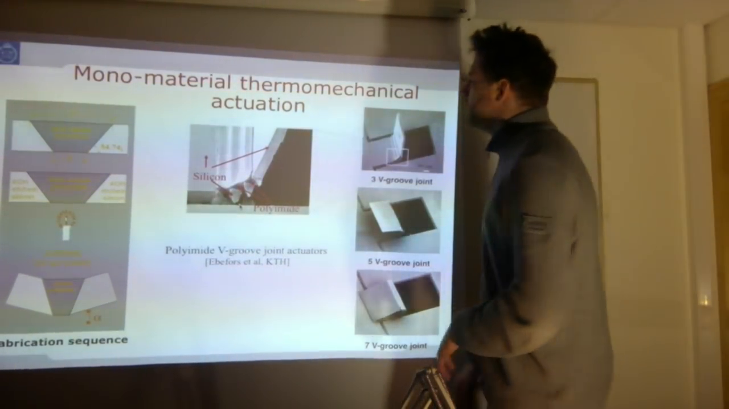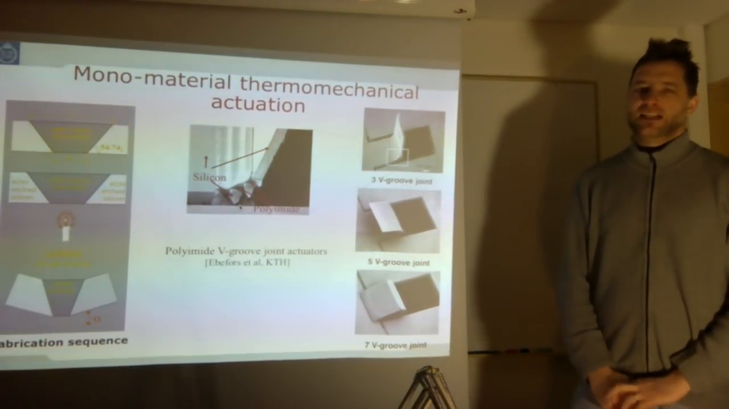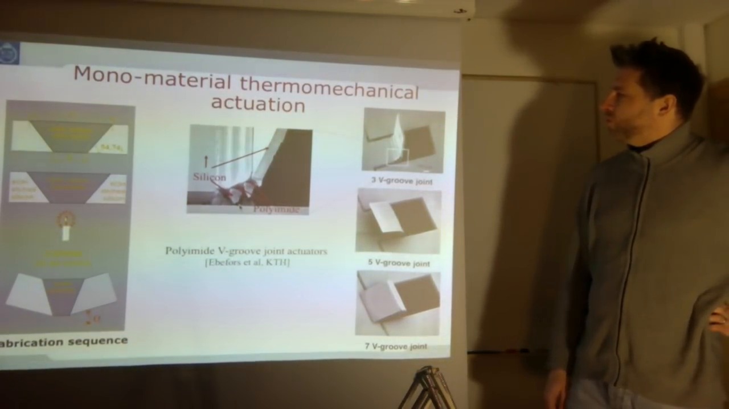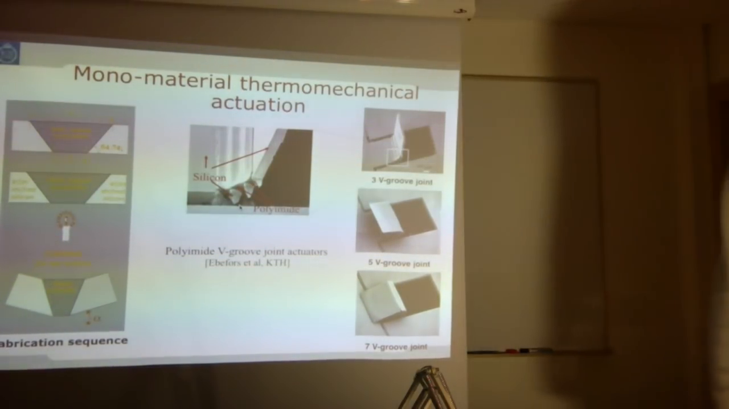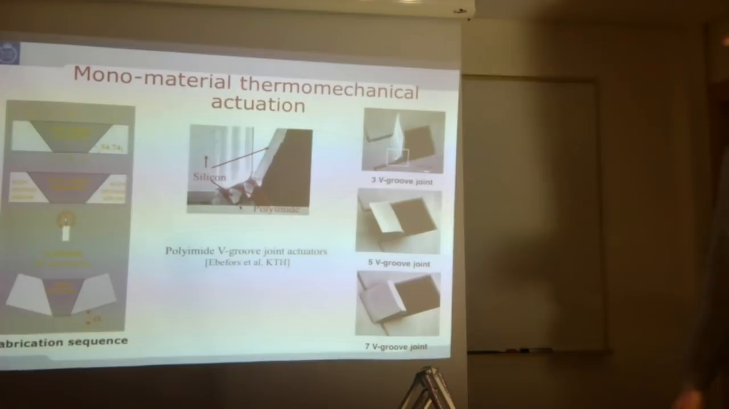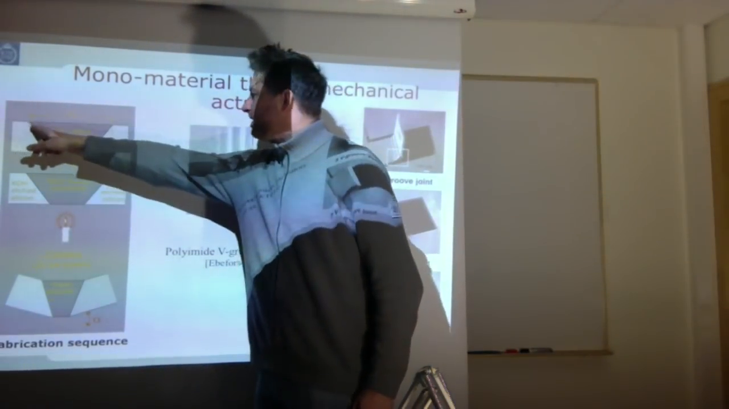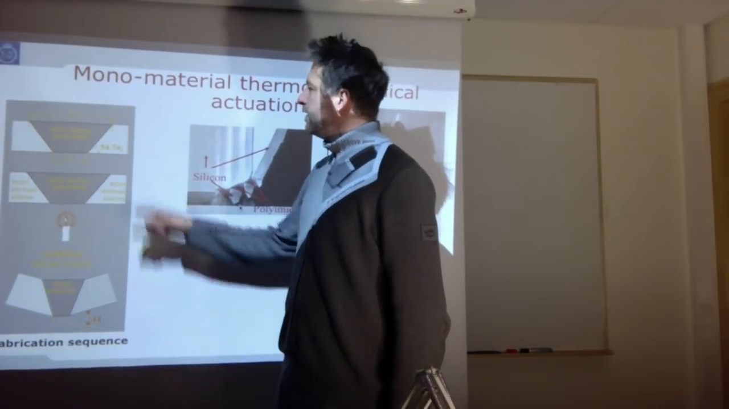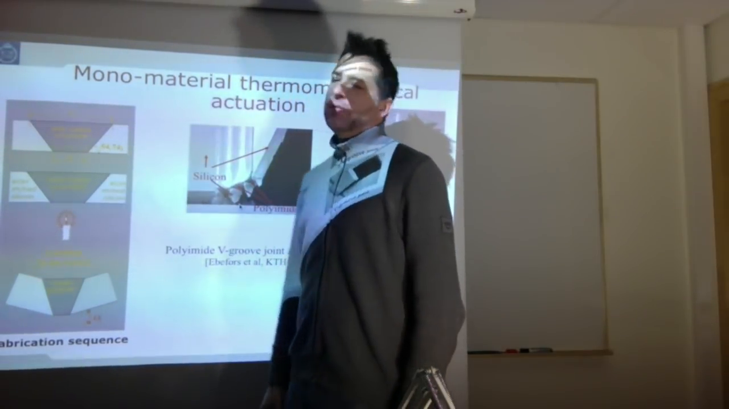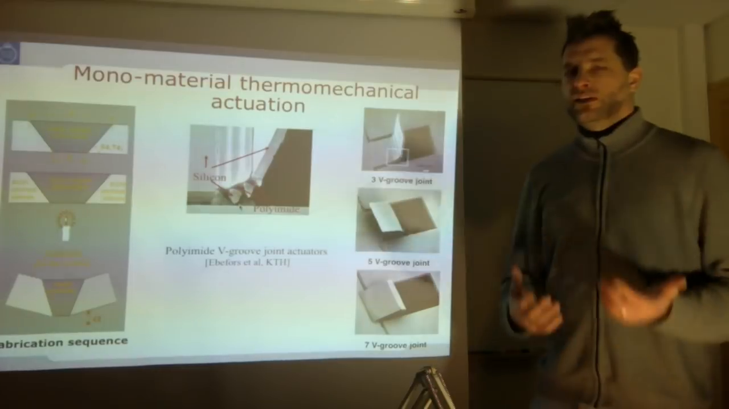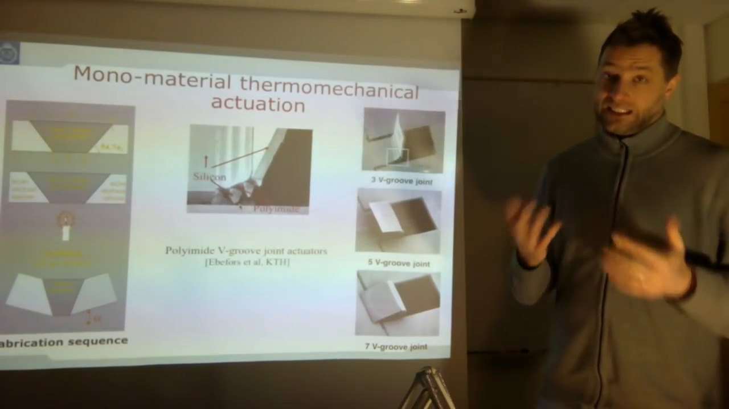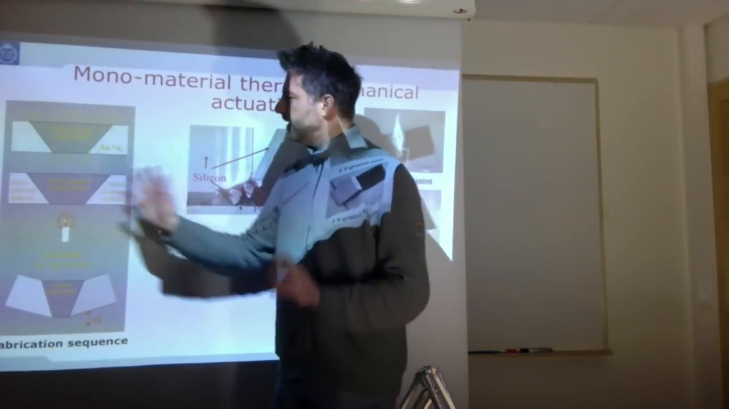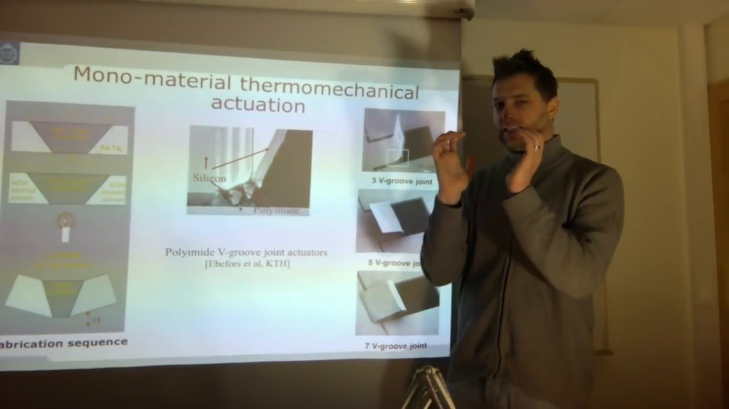Yet another example of a monomaterial thermomechanical actuator is a type of actuator that has been developed at KTH, at MST. It is a so-called V-groove actuator, and the principle is the following. We used a piece of silicon and etched a V-groove in it, and then we filled this V-groove with polyimide. Polyimide is a polymer, it's a plastic, and when in the uncured state, it is a liquid, so it's just monomer. So you pour in the liquid, and then you cure this material, and while curing, this liquid polymerizes, and the polymerization means that it will shrink.